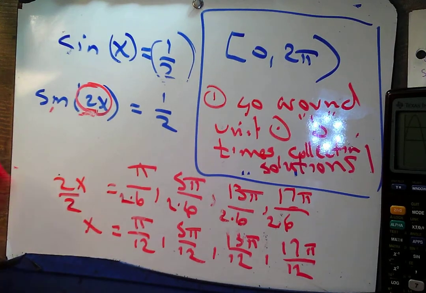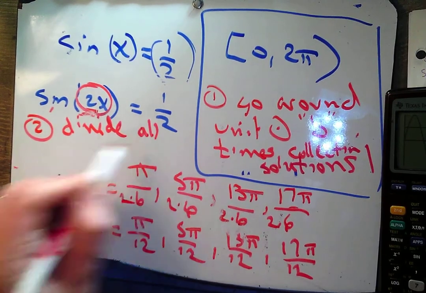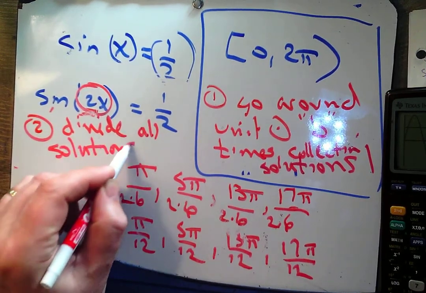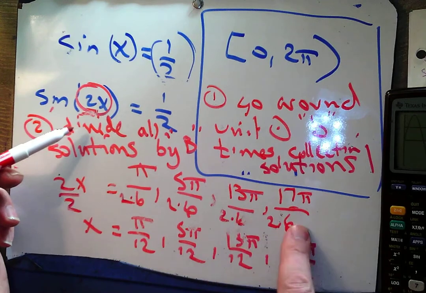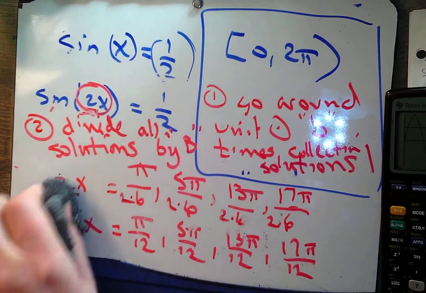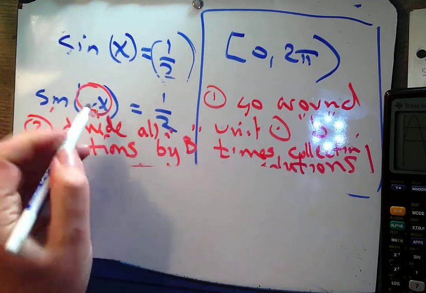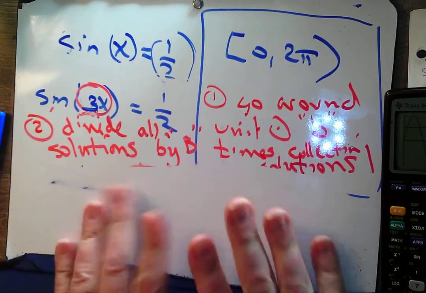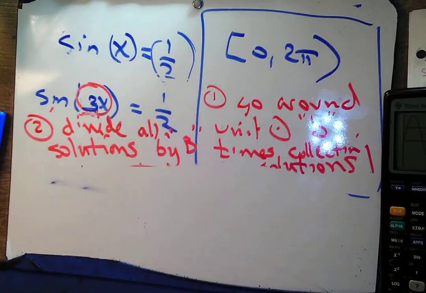And then the second thing I'm going to do is divide all solutions by this b value I've got, right? So we found the 4, and then we divided everyone by that b value. So if I were looking at something like sine of 3x, why don't you show me what the solutions would be for sine 3x equals 1/2 on this interval? And then I'd like to go back and I'd like to look at the all solutions cases for these, okay?